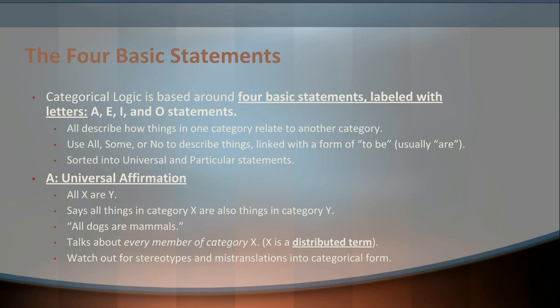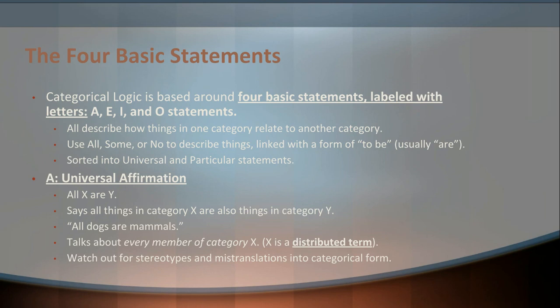So the basic structure of an A statement is all X are Y. Everything in category X is also in category Y. All dogs are mammals. All Americans are male. All fish breathe fire. All clouds are made of water. They don't have to be true statements, but any statement that takes this structure, because remember, structure is the only thing we care about for valid arguments, any statement that takes this structure is an A statement for what we're worried about. It is a universal affirmation. It talks about every single member of category X.